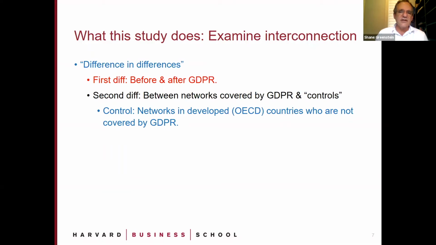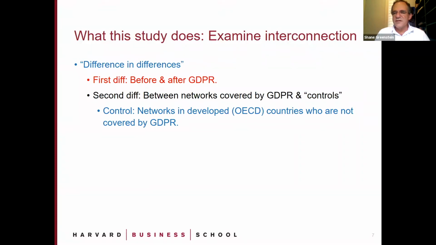Just to be clear, the first difference is before and after GDPR, and the second difference is between those networks covered by GDPR and controls. What is a control here? That's going to be other countries in the OECD who are not covered by GDPR.